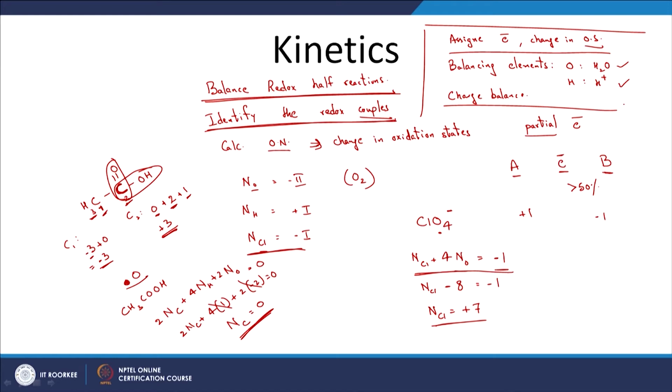So more or less again we are going to have to calculate the change in the oxidation states to calculate the number of electrons being transferred. You assign the electrons, then balance the elements and then check for the charge, and then you can get the overall reaction by summing it up accordingly, so that the number of electrons being lost and accepted are going to be the same, because you can't have an electron pool in solution.